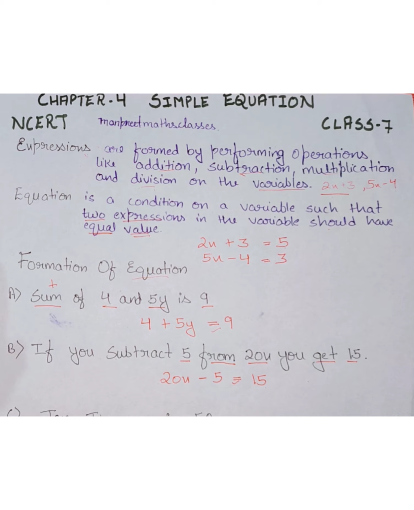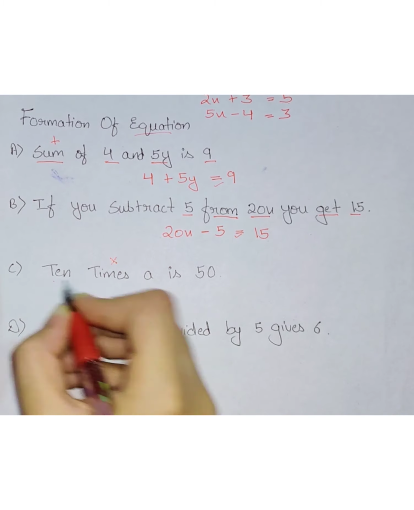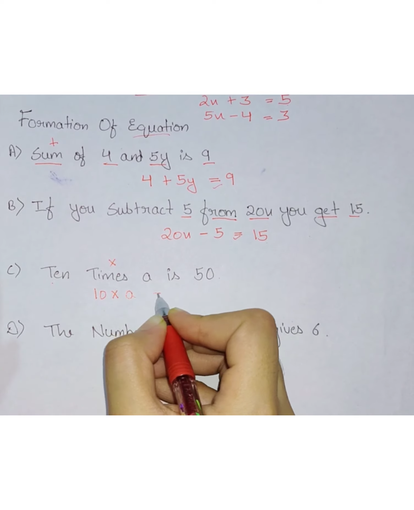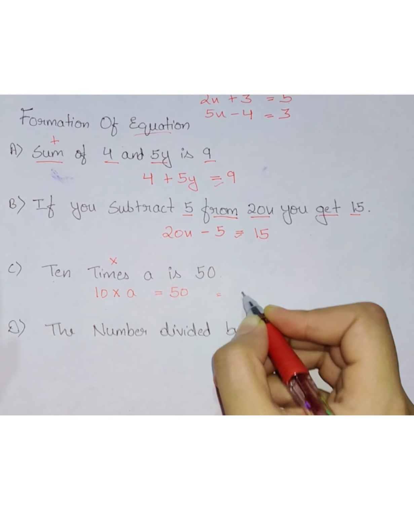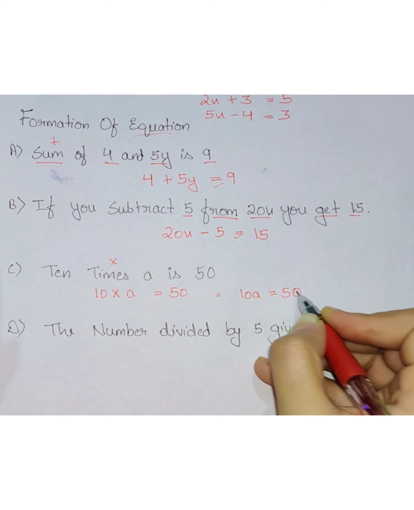Now next, the third part is: 10 times a is 50. So what does this times mean? This represents multiplication. So 10 times a is 50. You can write it like this also: 10a is equal to 50.